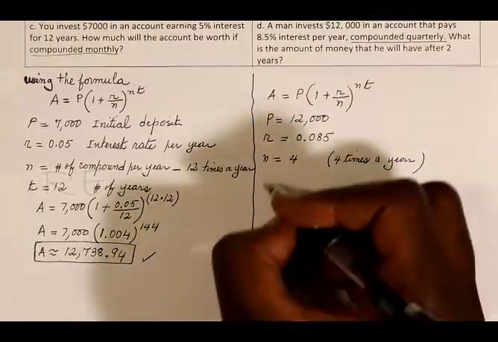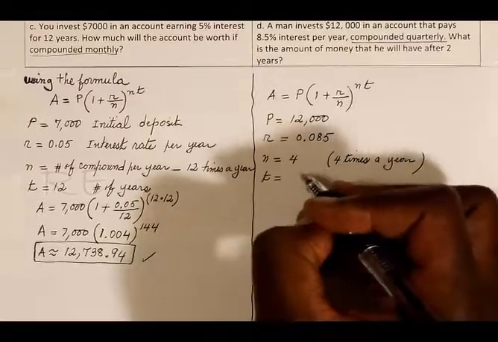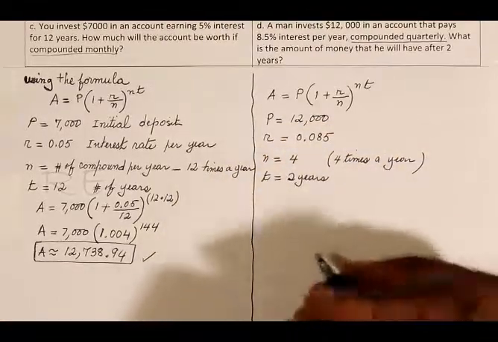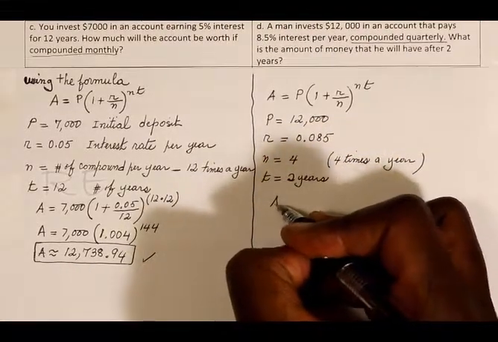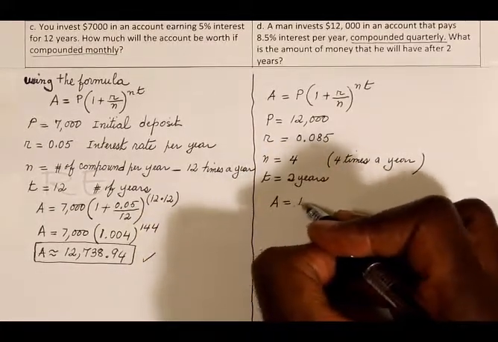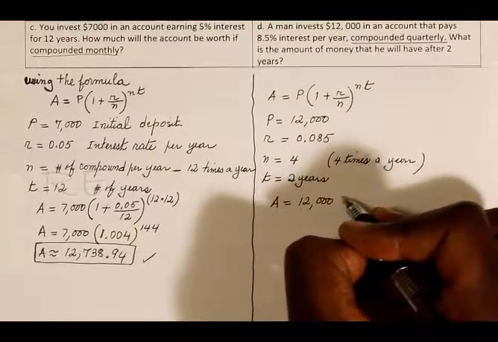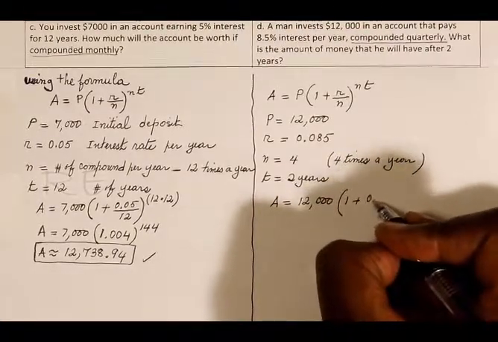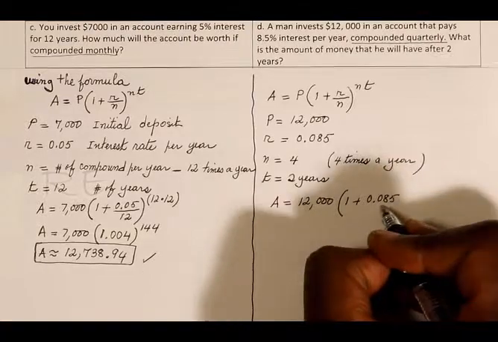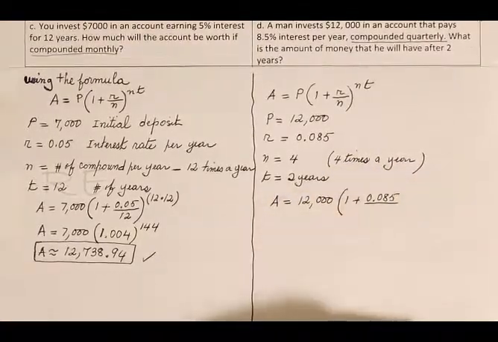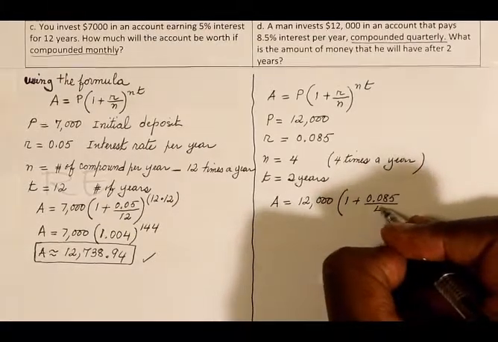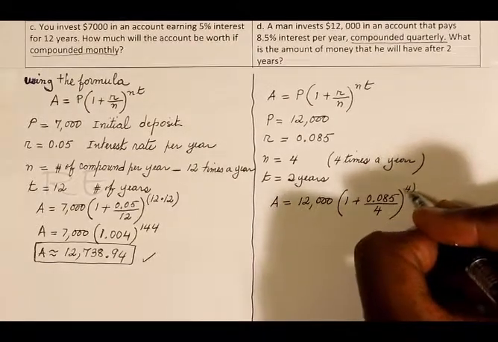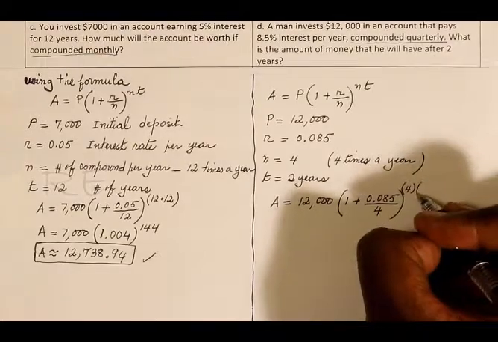Okay. Now, the time is given. Time is 2 years. Going back to the formula, we will just substitute each letter for its value. 12,000 times 1 plus 0.085 divided by 4, which is the number of compounds. Let's take care of the exponent. It's going to be number of compounds 4 multiplied by the time, which is 2 years.